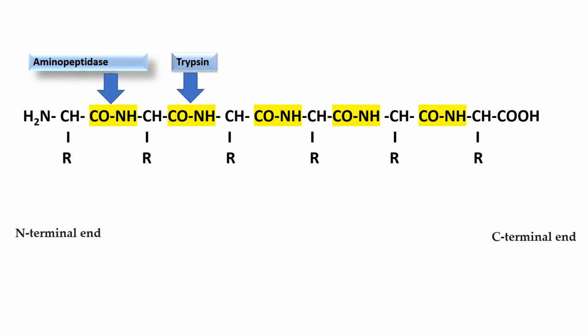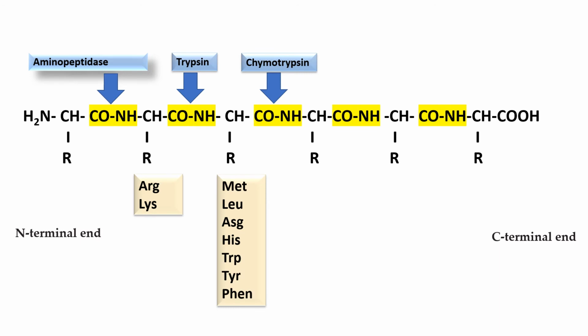And here it involves the amino acid that has the carbonyl group contributed by the alpha COOH group of arginine and lysine. Similarly, chymotrypsin, which hydrolyzes the protein into peptones and proteases by cleaving the peptide bond involving the carbonyl group contributed by the alpha COOH group of aromatic amino acids, that is tryptophan, tyrosine, phenylalanine, methionine, leucine, arginine and histidine.